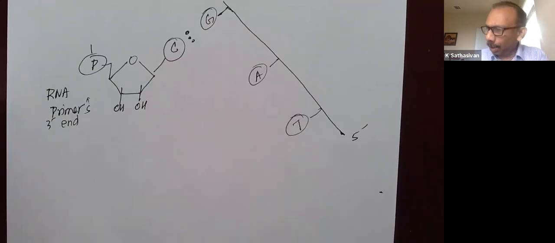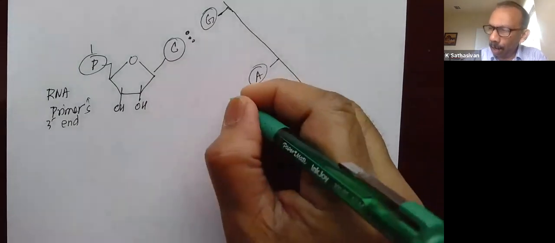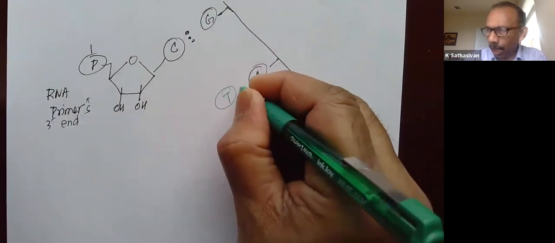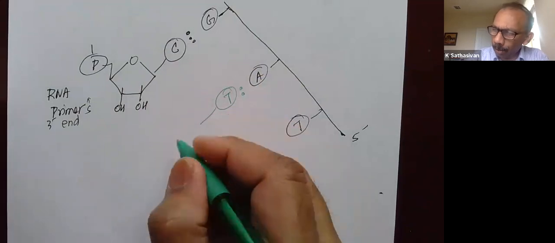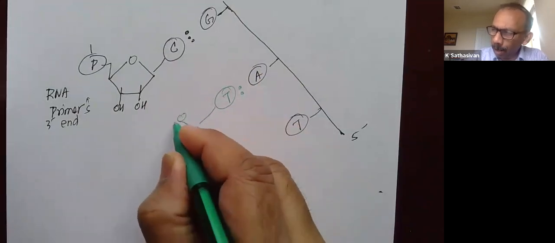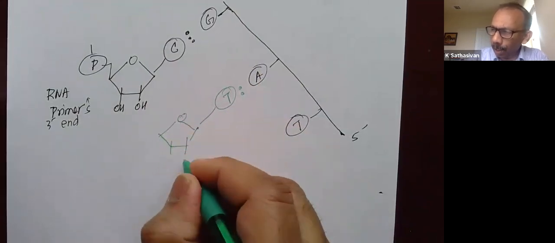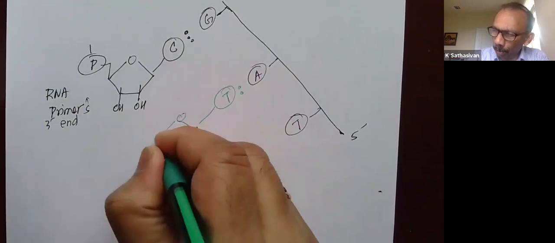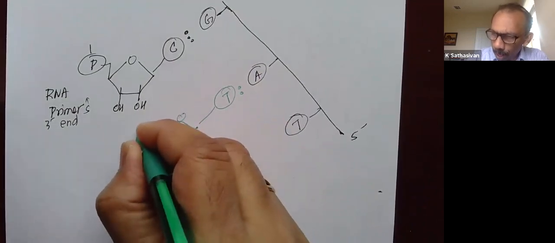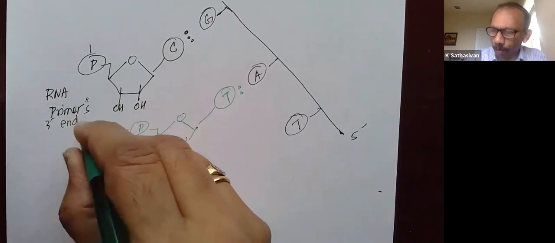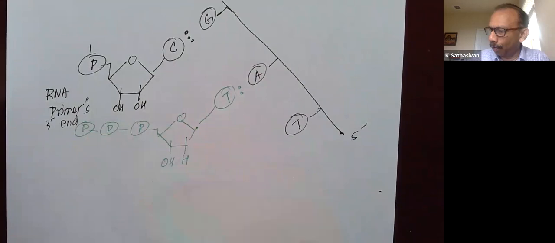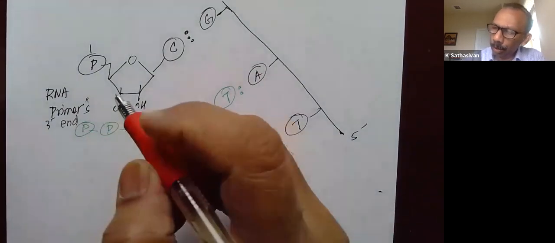So the next DNA that is going to come here, I'm going to put that is a new DNA being made. This is the T, and so that is going to have deoxyribose, that's a dNTP, hydrogen, hydroxyl group. And this one has this phosphate. I'm not expanding the phosphate. It is PO4.